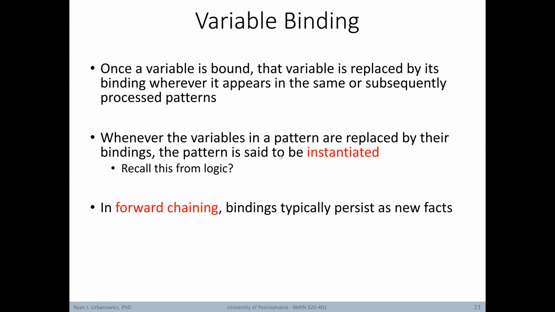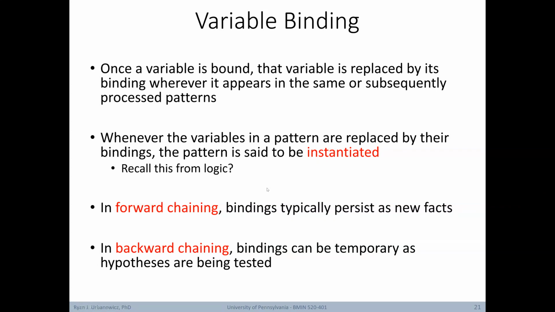In forward chaining, these bindings typically persist as new facts added to that working memory. However, in backwards chaining, these bindings can be temporary as we're going about testing different hypotheses and trying to prove through backwards chaining a chain of truth values.